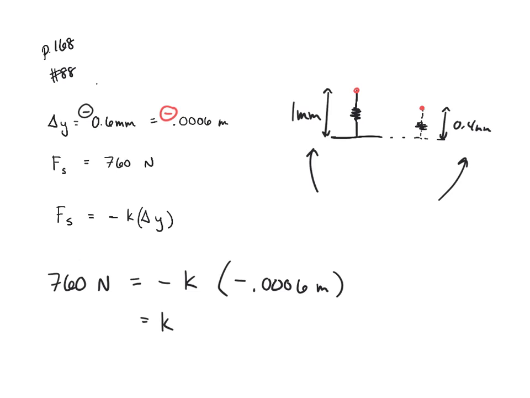So K will turn out to be, I need your help with this. I don't have a calculator. 760 over 0.006. It's going to be a very large number.